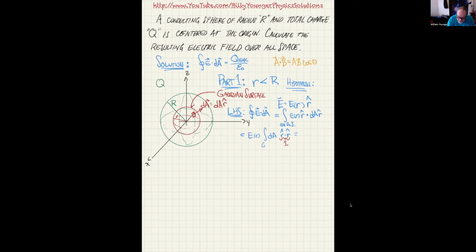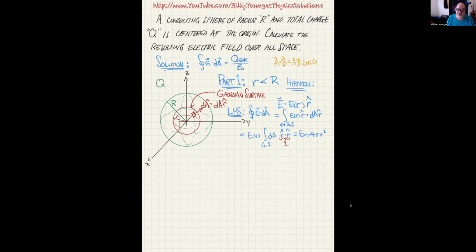an integral. Remember, it's still over a Gaussian surface that happens to be a sphere. I get E of r times the integral of dA, which is obviously just A. So what's the area of a sphere? Well, the surface area of the sphere is 4 pi r squared. So that's actually the left-hand side. So notice I got an electric field times some area.